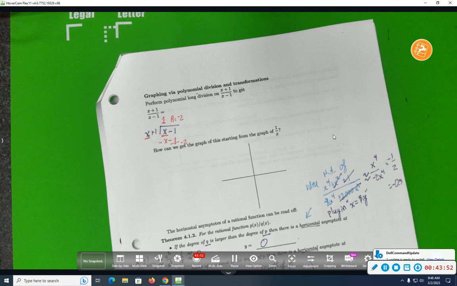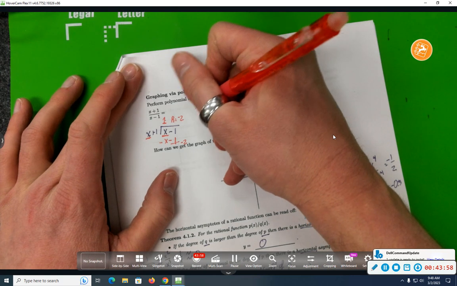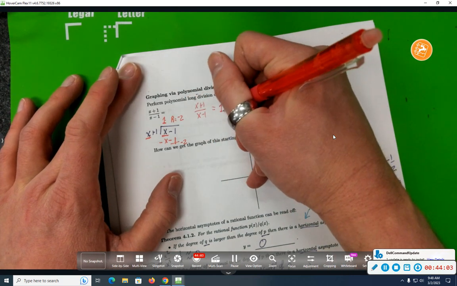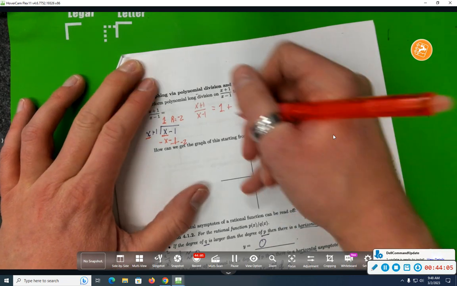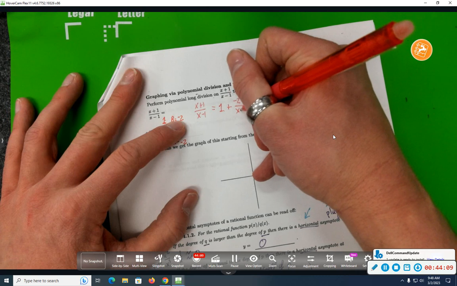And you expected a remainder this time. Let's see what that means. That should mean x plus 1 over x minus 1 is the same as 1 plus remainder of negative 2 over x minus 1.